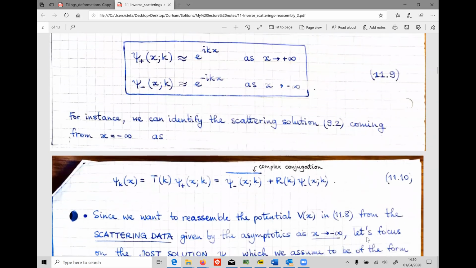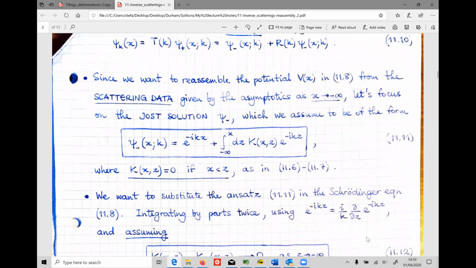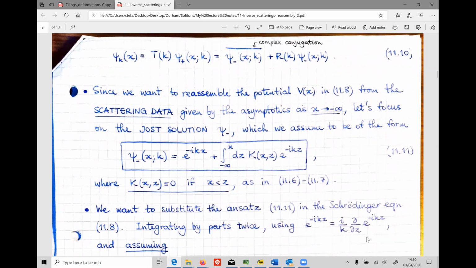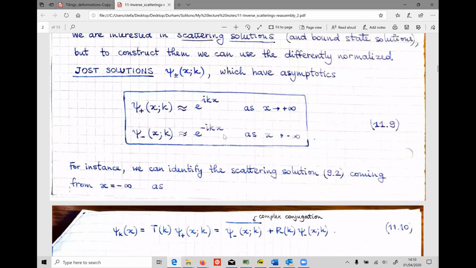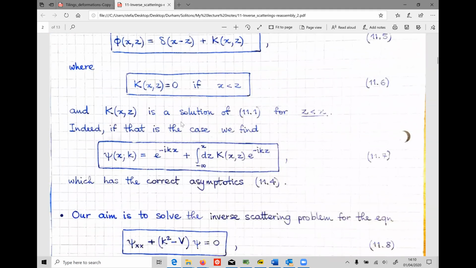Okay, so in fact, eventually we want to reassemble the potential V of x from the scattering data, which is specified by the asymptotics at minus infinity. So we can simply focus on the Jost solution psi minus, which had the asymptotics e to the minus ikx at minus infinity. And as we did earlier, in the case of the wave equation or the free time-independent Schrödinger equation, we're going to write the Jost solution in the same way.